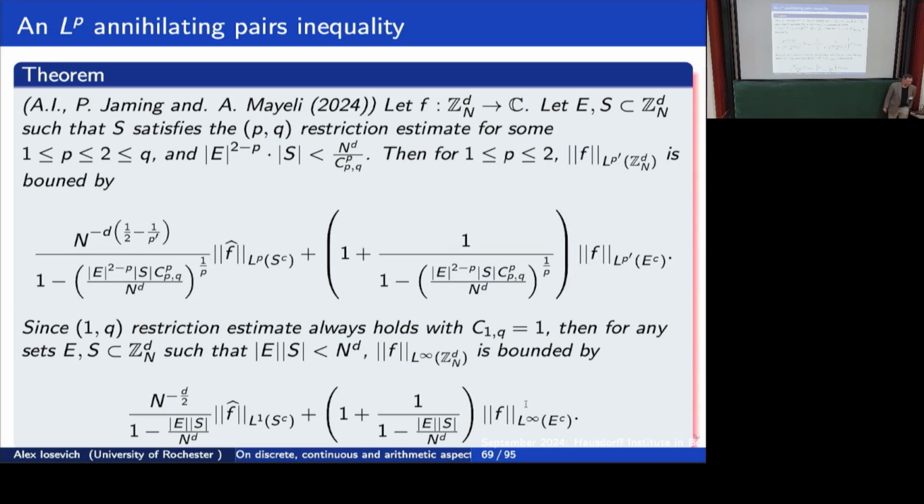Okay? So in particular, if the Fourier transform is supported in S, then this first term disappears, and what we have is an L infinity concentration inequality. It says that the Fourier transform, the L infinity norm is concentrated in the complement of any set satisfying this basic condition. So we've seen the L2 version of this, but now we get the L infinity version of this using this LP annihilation pairs inequality.